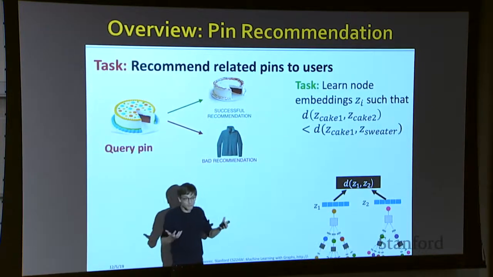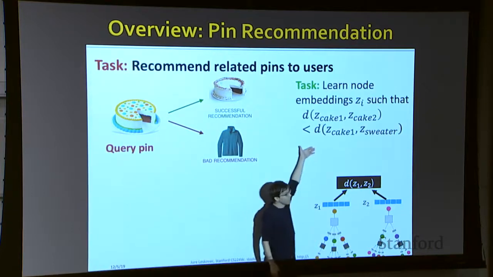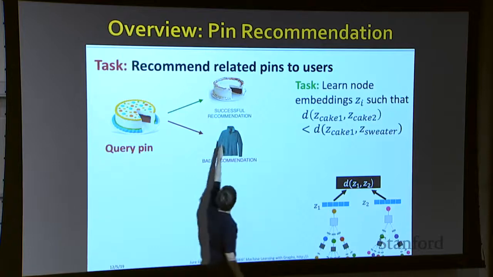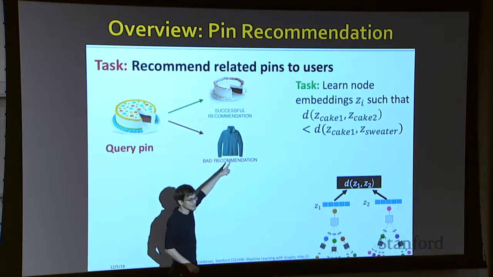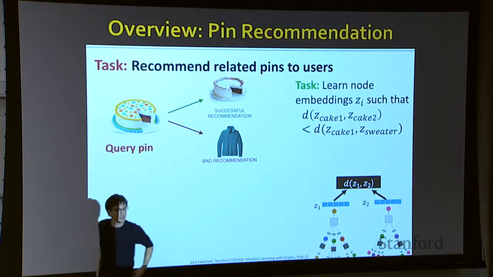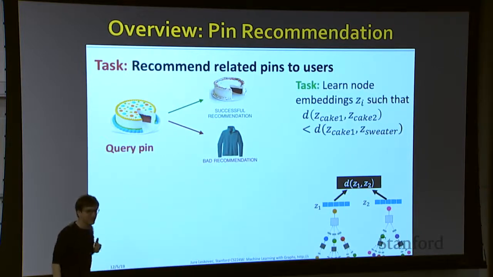If I'm able to do this, now I'm able to give you a good recommendation. If you are looking for a cake, the other cake will be closer than the sweater. So for the cake, I won't be recommending you a sweater, but I'll be recommending you a related cake. And that sounds like a good recommendation.